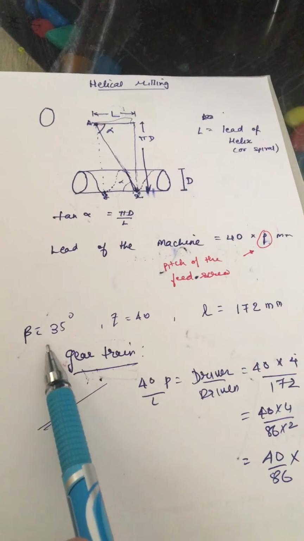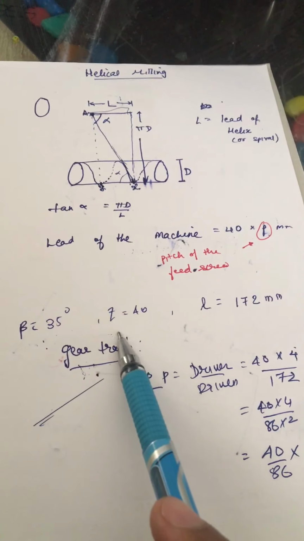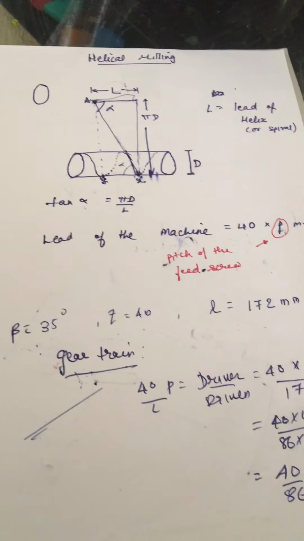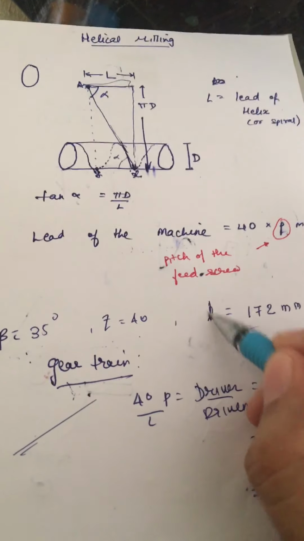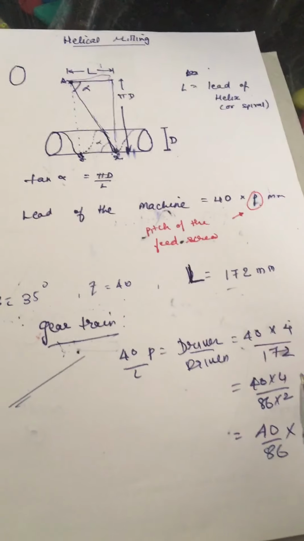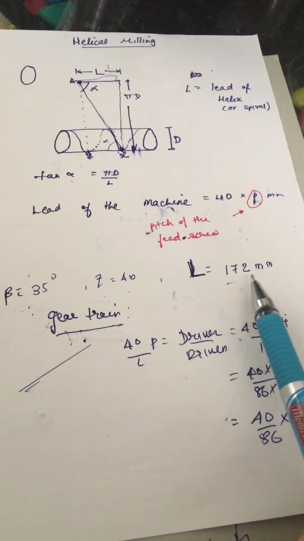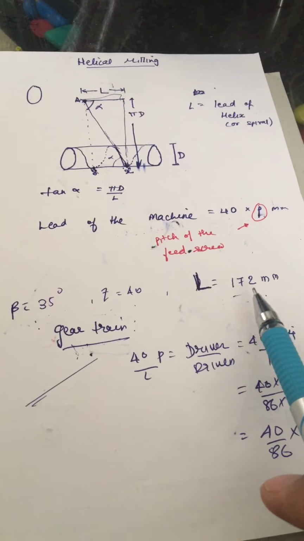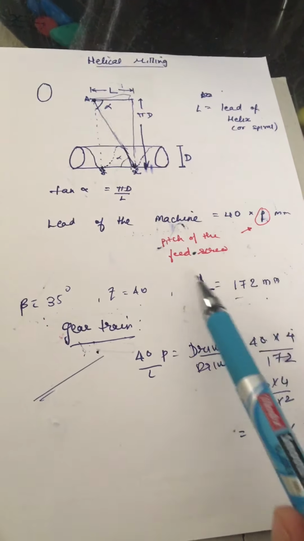Let us say this is the given data: the helical gear that I want to manufacture has a helix angle of 35, the number of teeth is 40, and the lead of the helix, shown by capital L, is 172 mm. This is given. Generally there is a calculation to find this value, but right now you may study helical gearing in machine design, wherein you would use the design data book to get these values. So I'm not going into that detail.